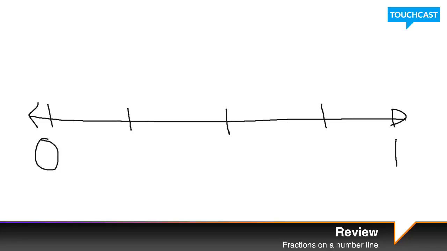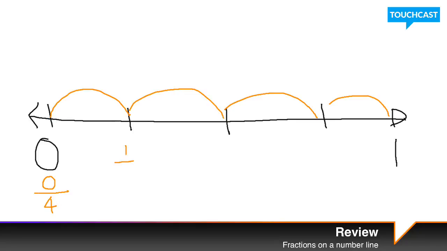Alright, so the first thing we do with any number line is we count the jumps. Let's count. 1, 2, 3, 4. So we know that our denominator is 4. So we can label this point 0 over 4, 1 over 4, 2 over 4, 3 over 4, and 4 over 4. And we know that that's correct because we know that 4 over 4 is equivalent to 1. We know that that's true.